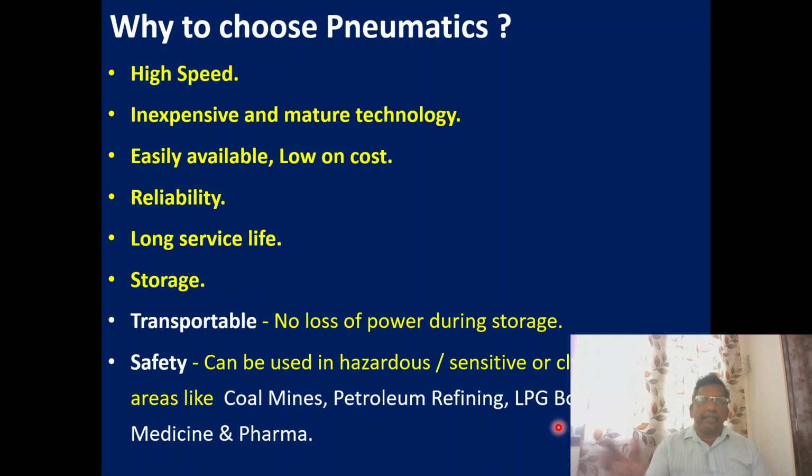You can see in roadside workshops the compressor, where air is stored and we can use it anytime we want. It is transportable, and there is no loss of power during storage. Also, it is good for safety: hazardous or sensitive places or clean rooms. For example, in coal mines, petroleum refining, LPG bottling, medicine and pharmaceutical industries, everywhere we can use this.